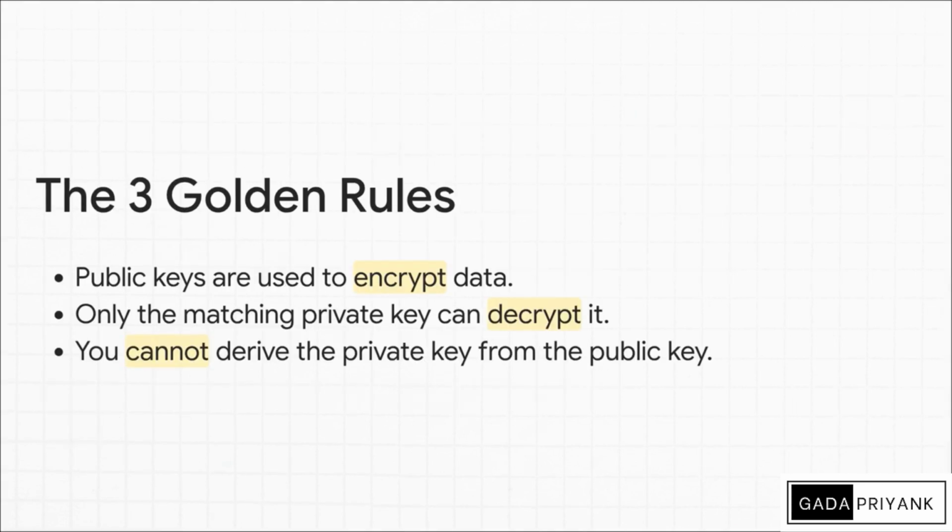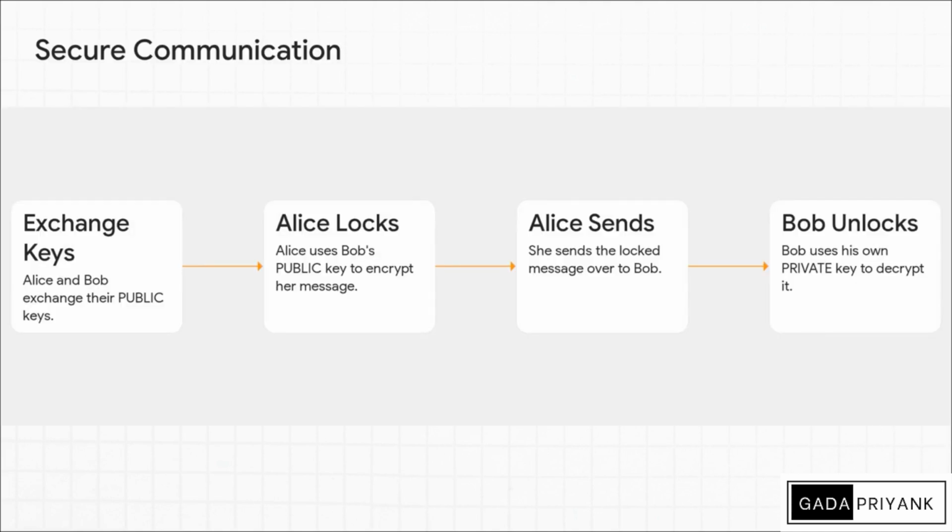And this whole system works because of three simple but super important rules. Rule 1, the public key is for locking or encrypting data. Rule 2, only the matching private key can unlock or decrypt it. And rule number 3, this is the magic right here. You absolutely cannot figure out the private key just by looking at the public key. It's a one-way street. So let's go back to Alice and Bob and see how this fixes everything.